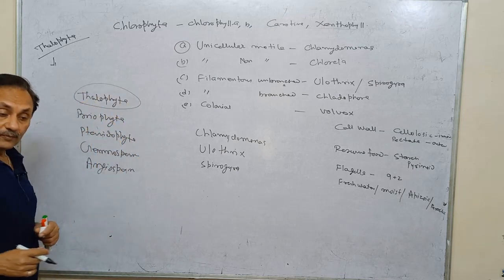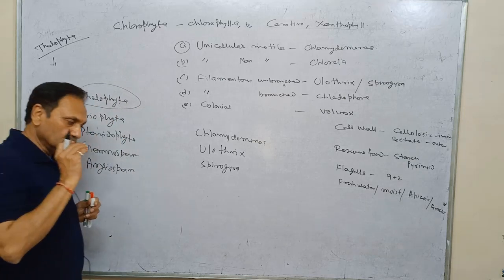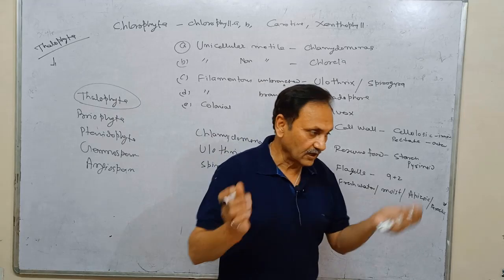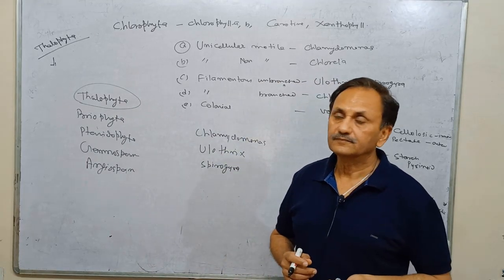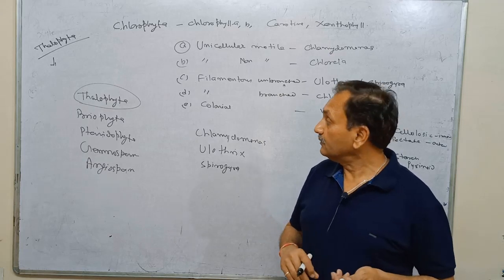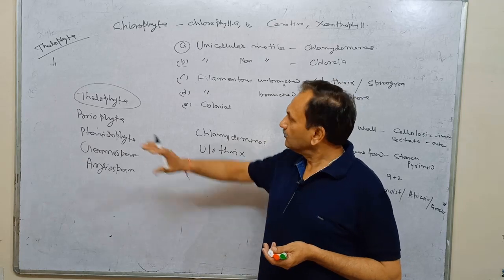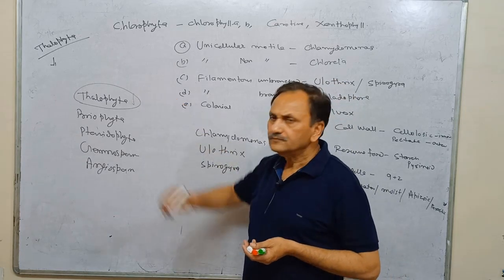Thallophytes are those plants whose root, shoot and leaves are not distinguished. They are included in Plantae because they are autotrophs. But most of the thallophytes are aquatic in nature.